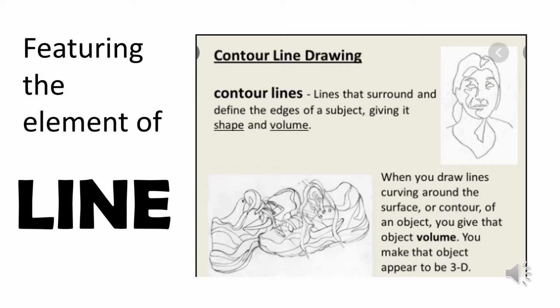This week, we are going to focus on a specific type of line called a contour line. Contour lines are lines that surround and define the edges of a subject, giving it shape and volume. When you draw lines curving around the surface or contour of an object, you give that object volume. You make that object appear to be three-dimensional.